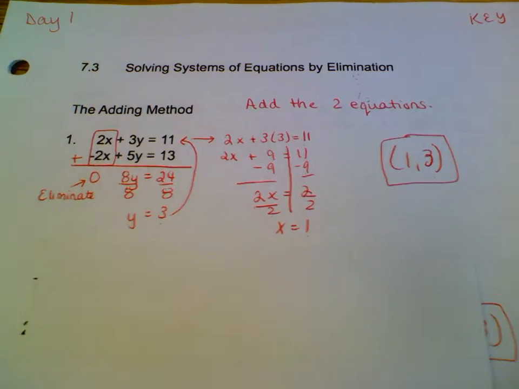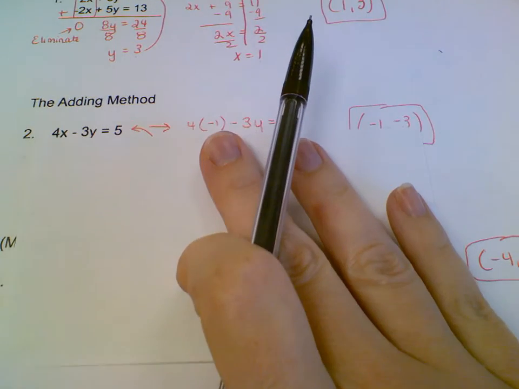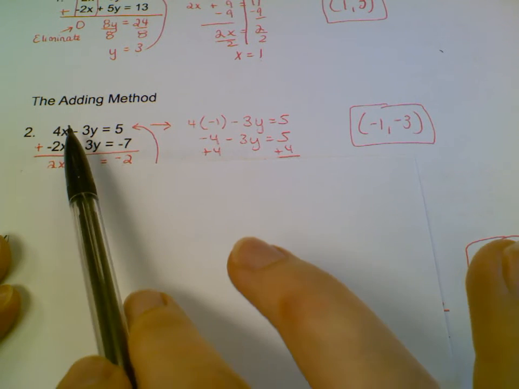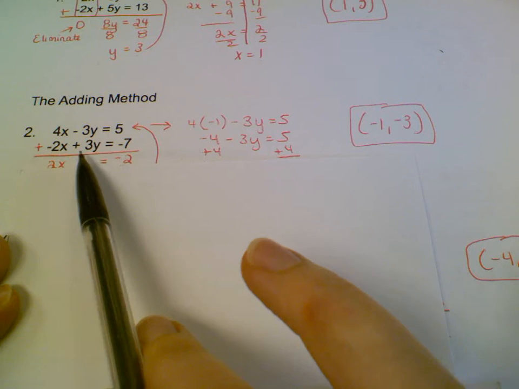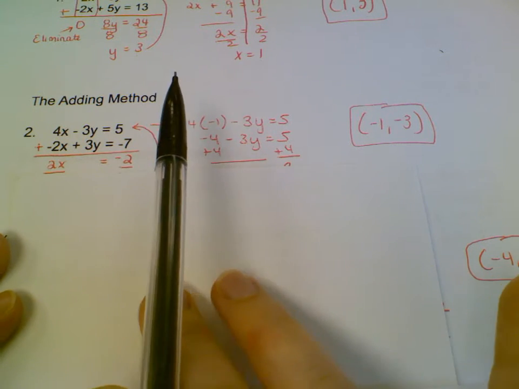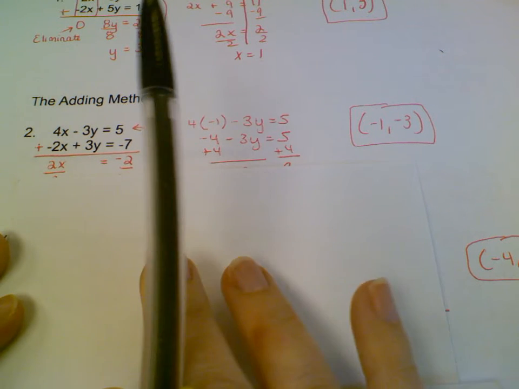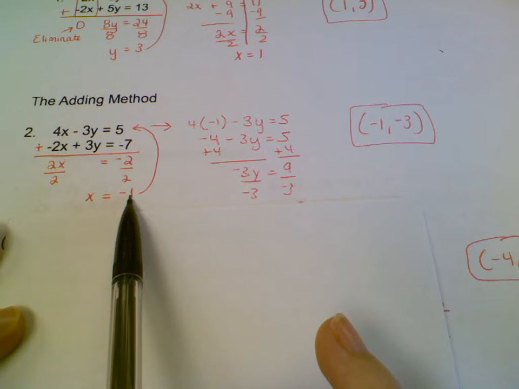You're going to pause the video and try the next one. So on the next one, when you look at your equations, you should be adding them, and when you add them, your y should be adding to 0. So when you added your x's, you should be getting 2x and negative 2. So then I'm going to divide by 2 on both sides, and I would get x equaling negative 1.